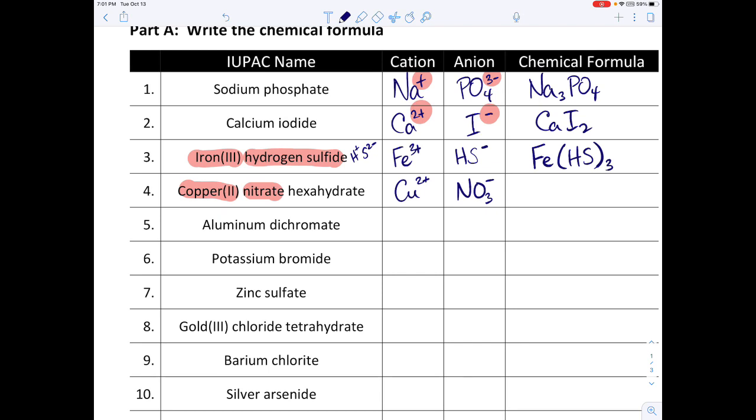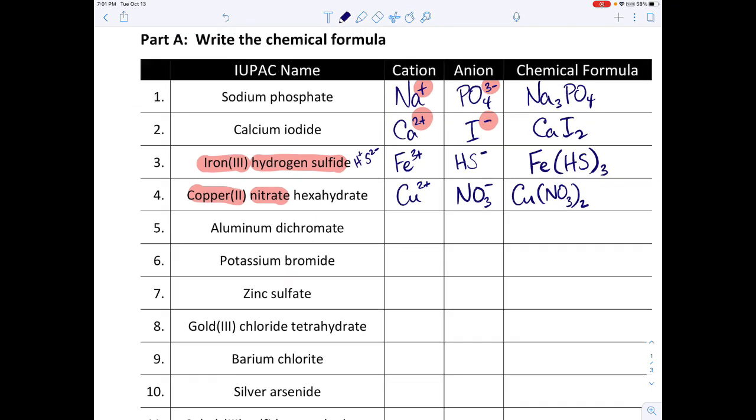A 2 positive and a 1 minus. We're going to need 2 of those nitrates to cancel the charge of the 1 copper. So to get 2 nitrates, I put it in brackets like this, and then put a 2 outside.